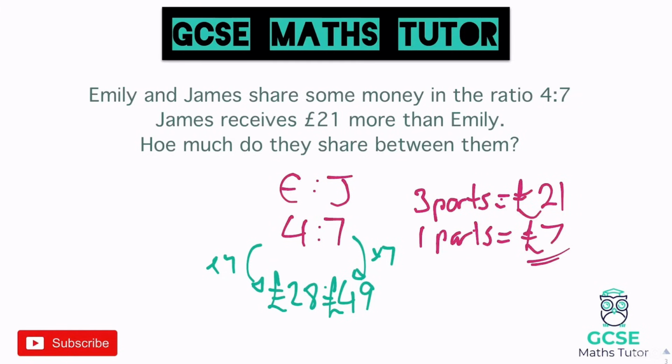It says how much do they share between them? So if we add these together, it gives us the total amount. So 49 plus 28 gives us 7 and 7, so £77. There we go, so they share £77 between them.